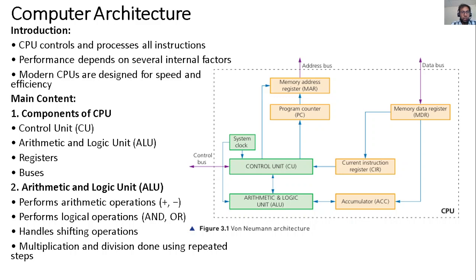Let's see the introduction. CPU controls and processes all the instructions. Performance depends on several internal factors. Modern CPUs are designed for speed and efficiency. There's some hardware used in computer science.